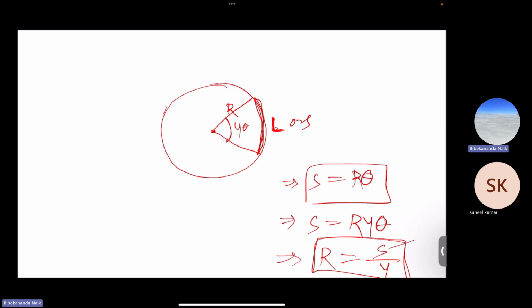But this S is a distance, so in order to get the units right, we need to convert degrees to radians. What is the relationship between degrees and radians? 360 degrees is 2 pi radians. So 1 radian will be 57.296 degrees.